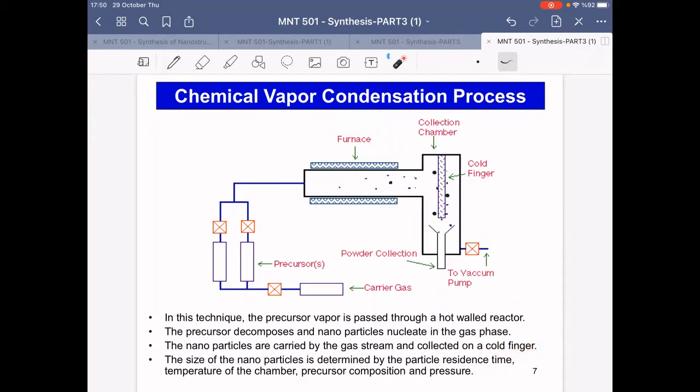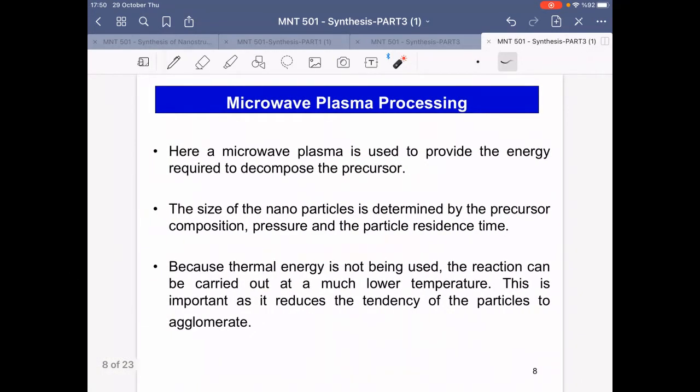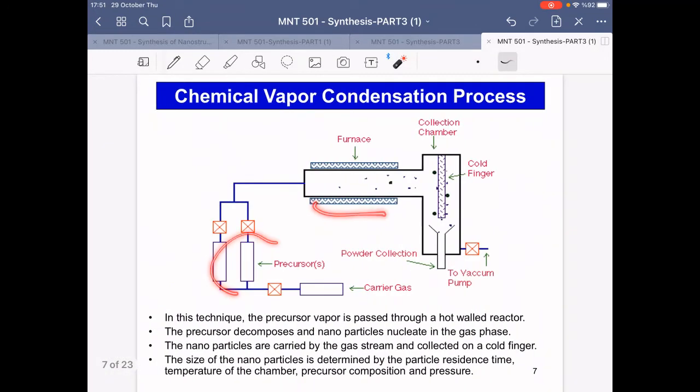We said that the size of the nanoparticles is determined by the particle residence time, so how much time it's spending in your reactor, for example, the temperature, the precursor composition, the pressure. These things are very important. You have to pick a method where you have control over what you are making, the size of the nanoparticles here, the morphology, okay, whichever method is giving you the most amount of control for whatever application you're going to use it for, you have to go ahead and use that technique.